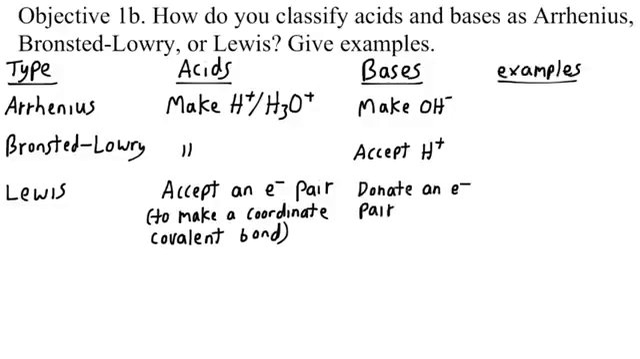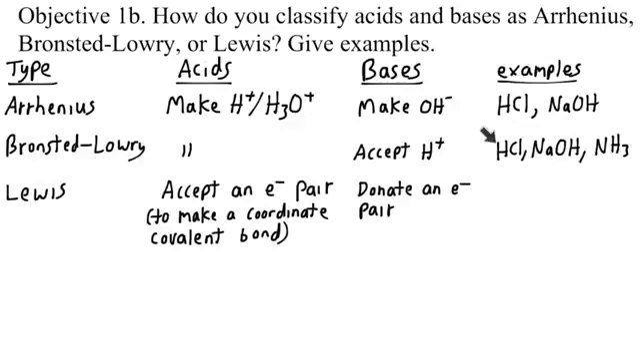Let's look at some examples. Arrhenius would be some things like HCl or NaOH. Bronsted-Lowry would be HCl for acids. NaOH could work actually as a Bronsted-Lowry base because hydroxide can accept an H+ and turn into water. And then a more typical Bronsted-Lowry base is NH3 because it can accept an H+ and turn into NH4+.